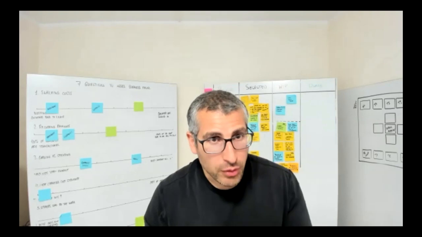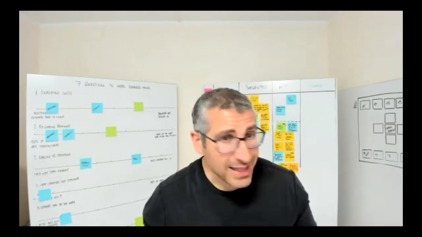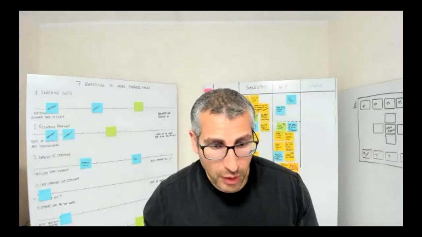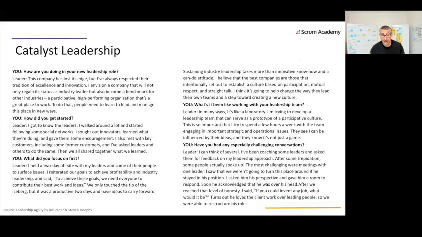Right? So heroic leadership is something that we characterize both the expert and the achiever leader with. Now, going back to our presentation, we will now look at our catalyst leader. And again, take a few moments, read through this, and then characterize the catalyst leader, focusing especially on the differences between them, the achiever, and the expert.